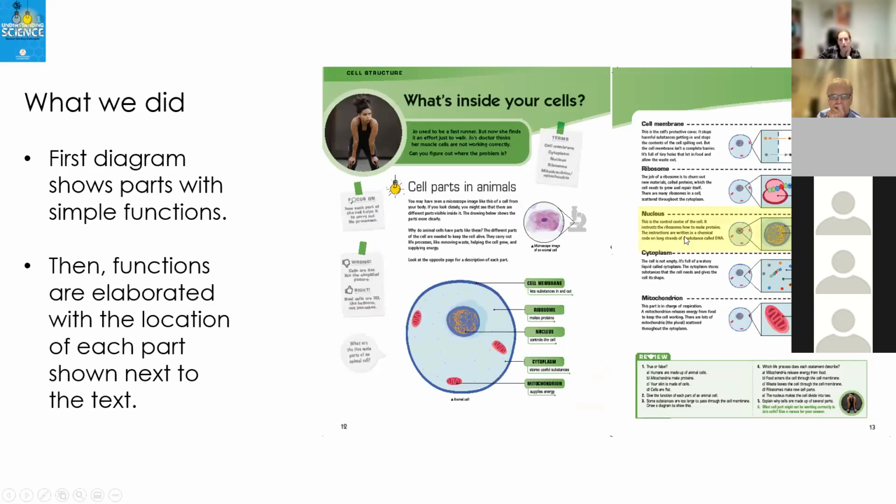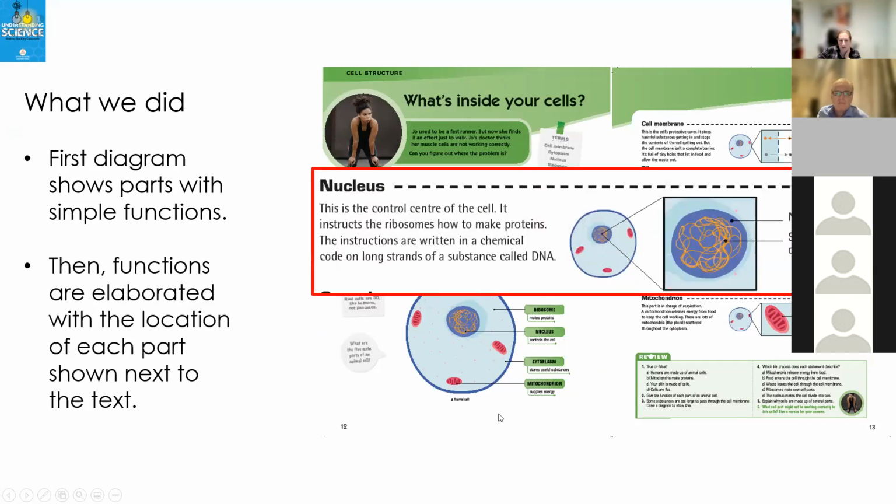And then we go on to have a look at each part, and we've elaborated a bit more because they need to know more information about what each part does, but we've repeated the diagram and shown the part as well. So it's still next to the part. Their eye hasn't got to go very far when they're linking the name, the function, and where it is in the cell. Each of the cell parts is done like that.